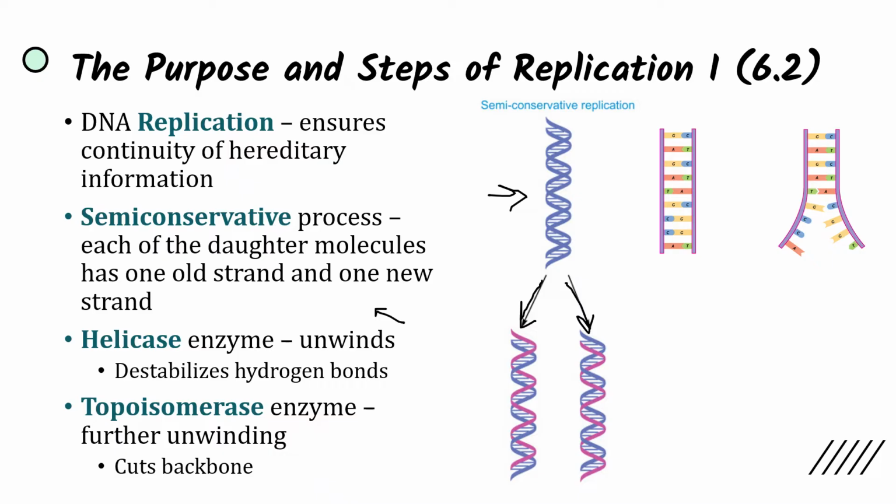But DNA replication starts with the helicase enzyme, which unwinds the nitrogenous bases. You can even say unzips by destabilizing the hydrogen bonds between them. And then the topoisomerase enzyme contributes to further unwinding, cuts the backbone, and helps release any tightening as a result of the helicase enzyme's work. So step 1 is to unwind and separate the 2 strands of DNA from each other by cleaving the hydrogen bonds using helicase and topoisomerase enzymes.